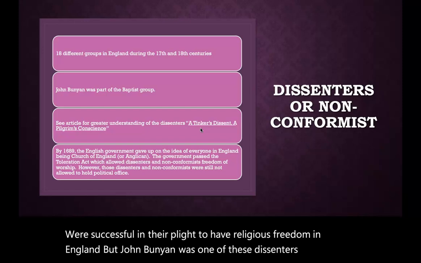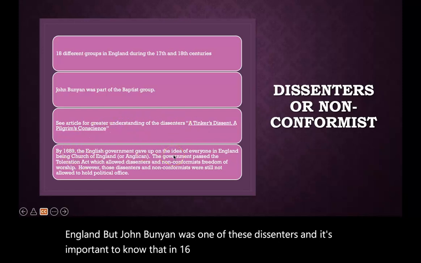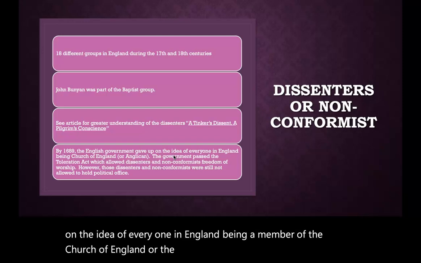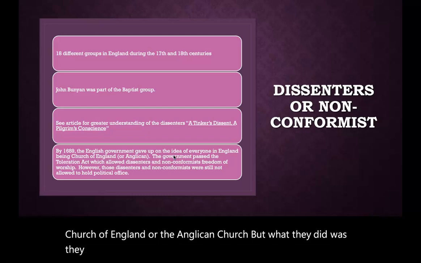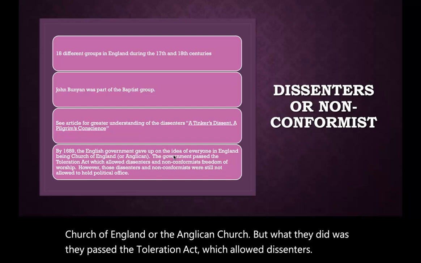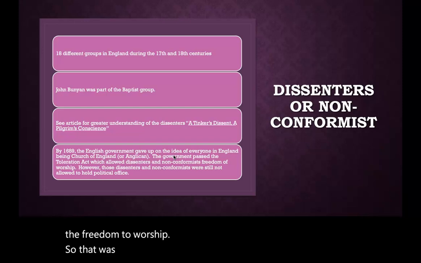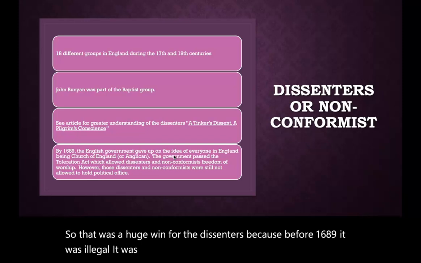It's important to know that in 1689, the government kind of gave up on the idea of everyone in England being a member of the Church of England, or the Anglican Church. But what they did was they passed the Toleration Act, which allowed dissenters and nonconformists the freedom to worship. That was a huge win for the dissenters, because before 1689, it was illegal to practice religion outside of the Anglican Church.